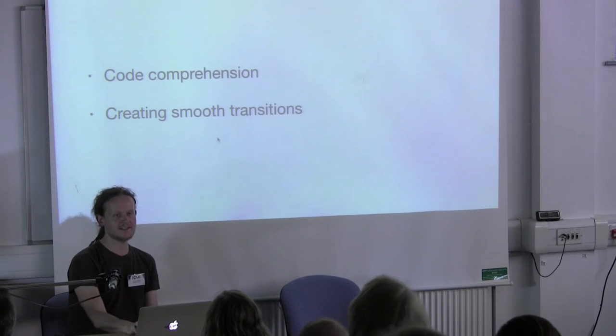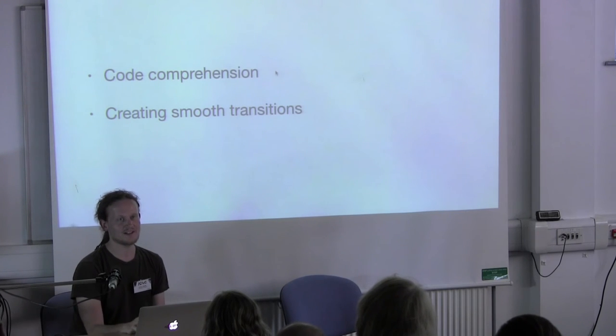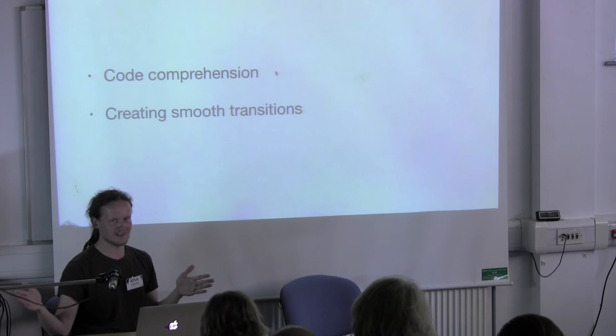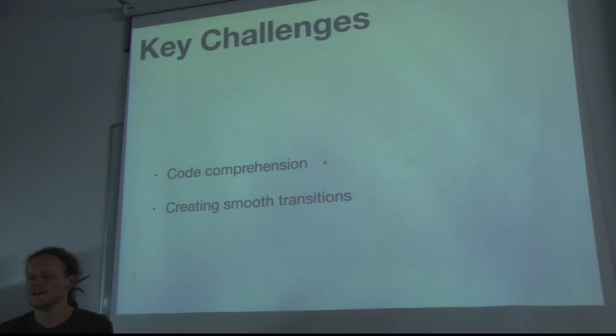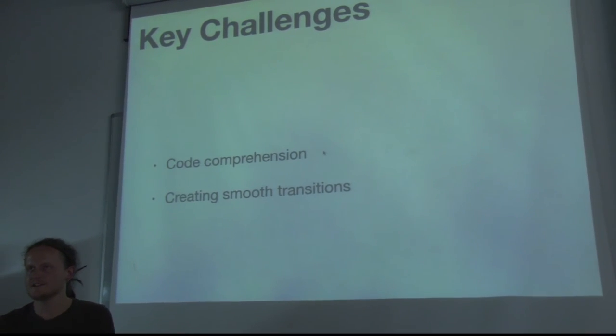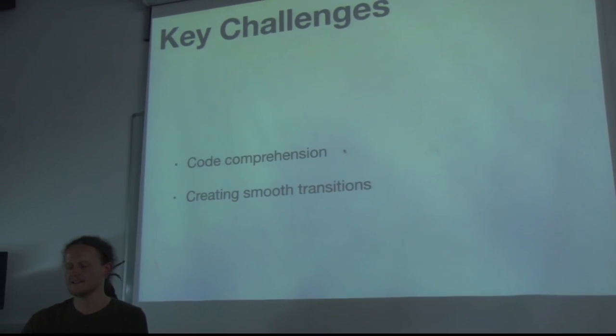So there's a couple of challenges in the system. One is figuring out this code that it generates, because especially if it's a really large gene or a large array of numbers, it could be a little bit incomprehensible. And the other thing is creating smooth transitions. So I'll get onto that in a second.